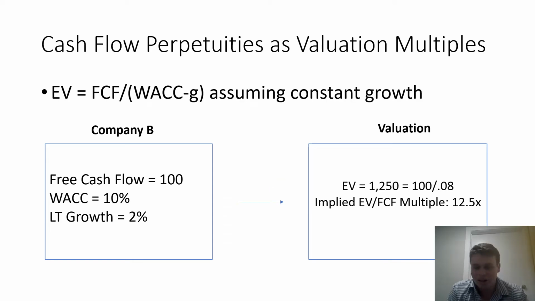But in reality, companies want to grow. A company's never just going to say, I don't want to grow anymore, I'm just going to give you this much every year. Every company wants to grow. So in reality, this is the way to look at it. EV equals free cash flow divided by WACC minus growth, assuming constant growth, which isn't always realistic, but for the case of this, we're going to assume that. So free cash flow is 100, WACC is 10%, and growth rate is 2%. Instead of 100 divided by 0.1, it's 100 divided by 0.08 because of this growth rate. So the implied EV to free cash flow multiple here is 12.5.